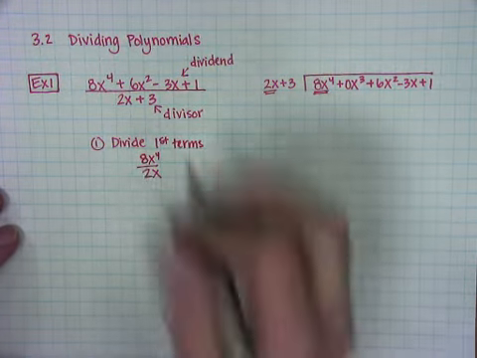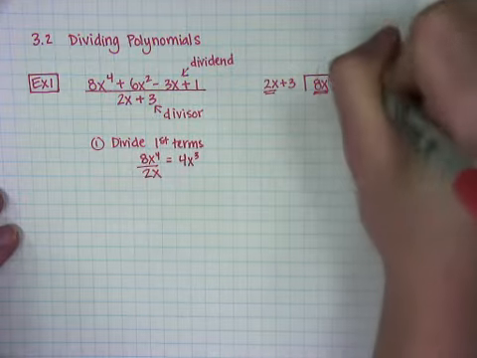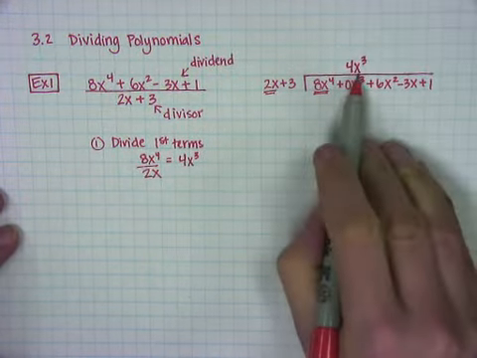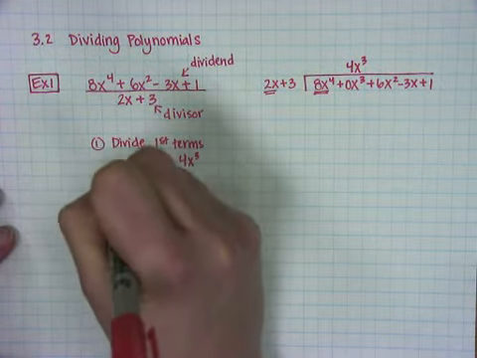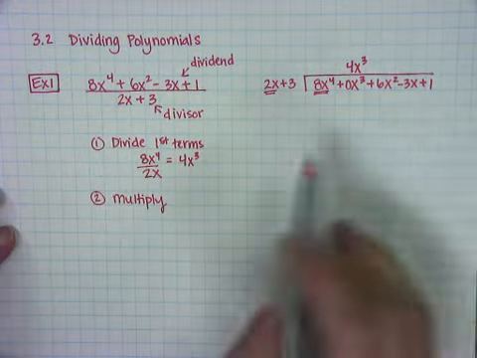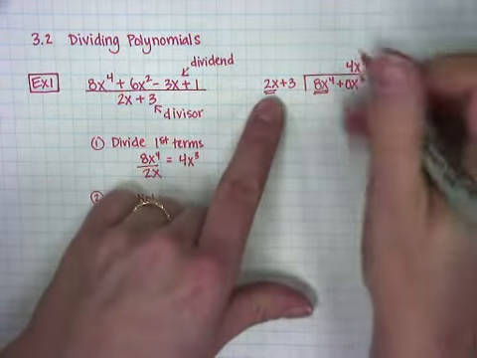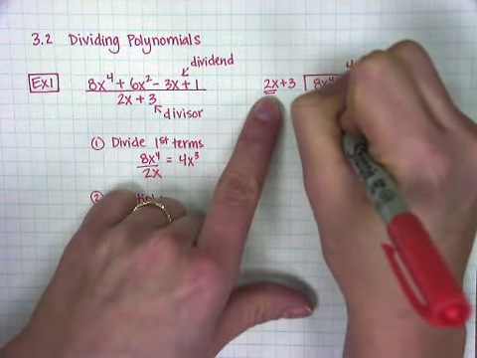So 8x to the fourth divided by 2x is, let's see, 4x cubed. So I'm going to put that above the x cubed place on the top of my long division bar. After I divide, I'm going to multiply. So I'm going to distribute this 4x cubed to the 2x. 4x cubed times 2x is 8x to the fourth.